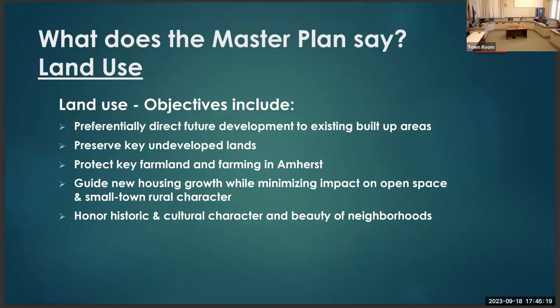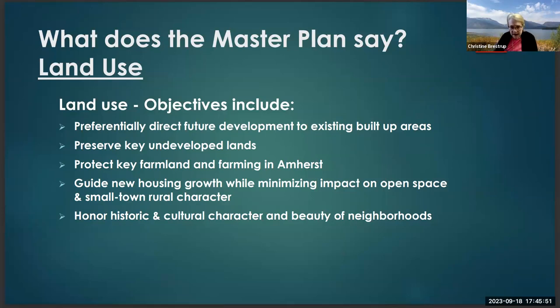In terms of some of the chapters in the master plan, land use is, of course, my favorite one. And we have many objectives under land use, but these are some of the objectives that we have. To direct future development to existing built-up areas. And that's something that we've really been pretty successful in doing. So the village centers and the downtown have absorbed much of our recent development.